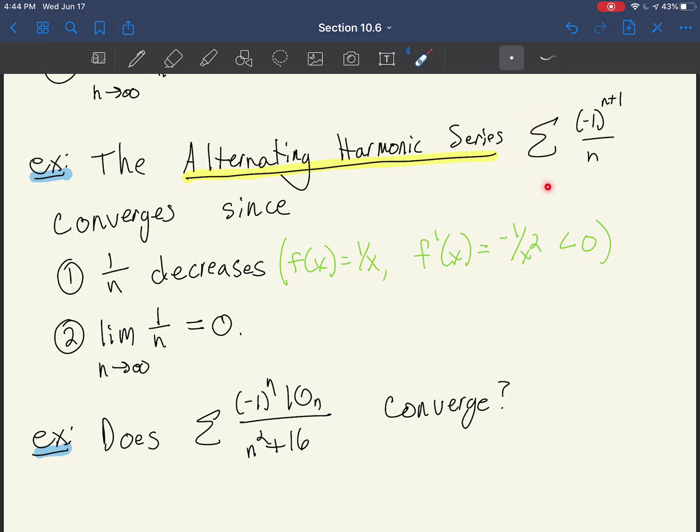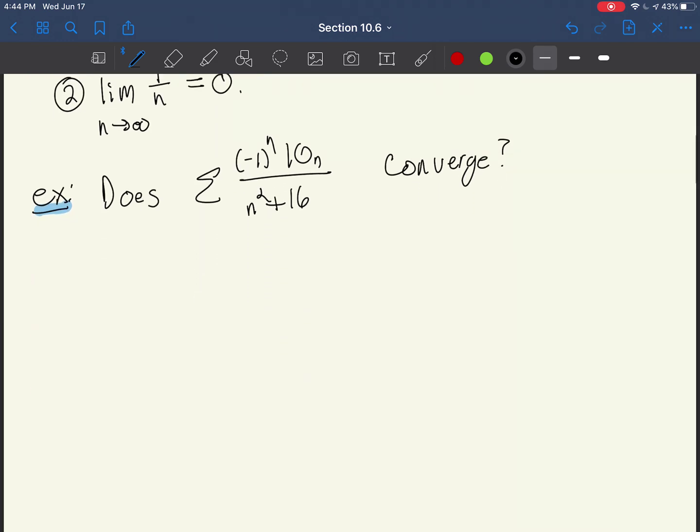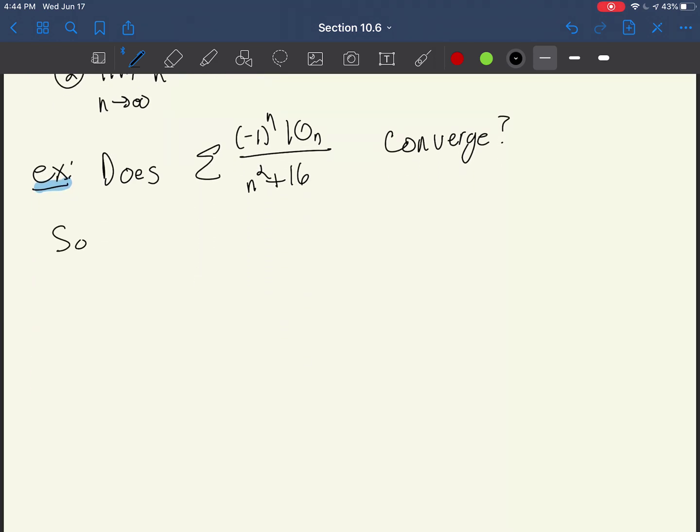Oh, one last comment. Note, the alternating harmonic series converges. However, if you add the absolute value, this does not converge. So that means that this is a conditionally convergent series. Okay, back to the example.